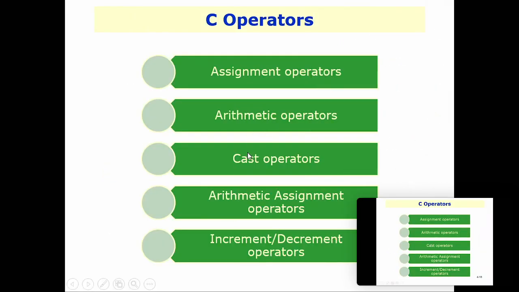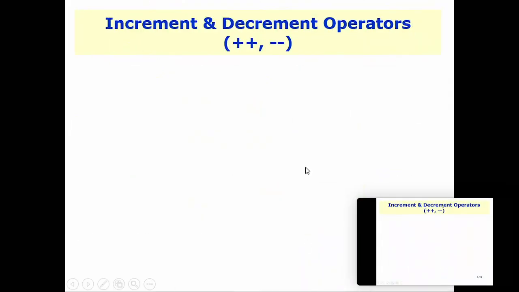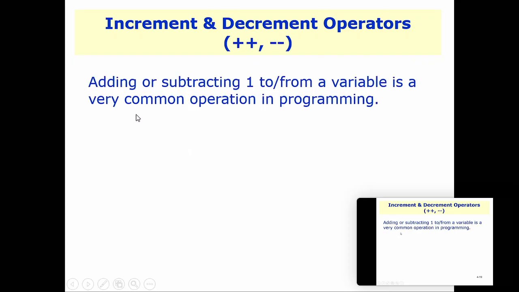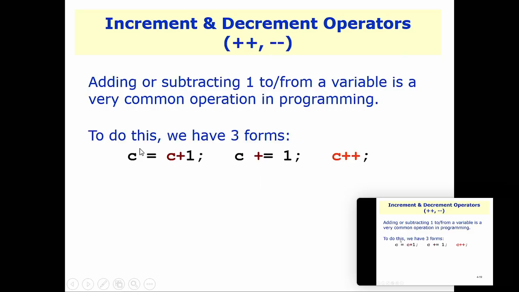The next operator is similar. This is just to increase and decrease the value. So it is plus plus, minus minus. It is to add or subtract 1 to the variables. Okay, now let's say we have a variable c. Then the value of c is 5. Then you want to add 1, and you want to make c 6.